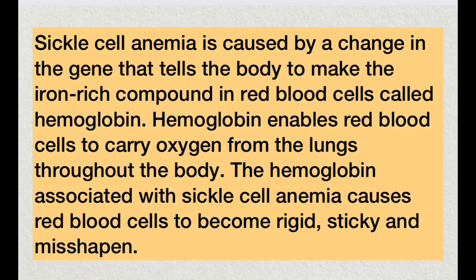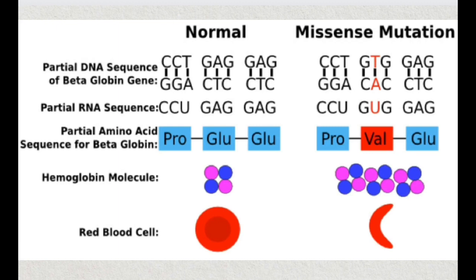Sickle cell anemia is caused by a change in the gene that tells the body to make the iron-rich compound in red blood cells called hemoglobin. Hemoglobin enables red blood cells to carry oxygen from the lungs throughout the body. The hemoglobin associated with sickle cell anemia causes red blood cells to become rigid, sticky, and misshapen.